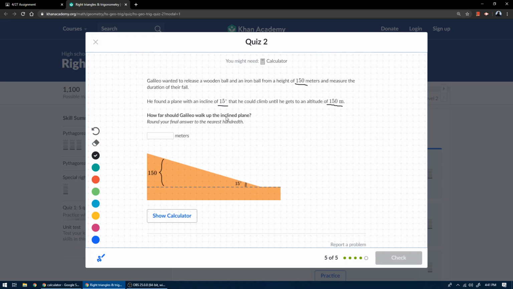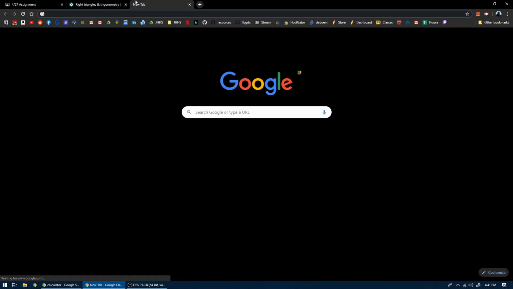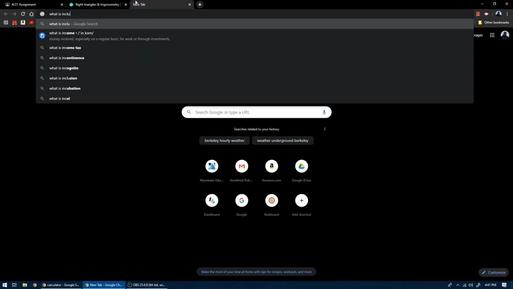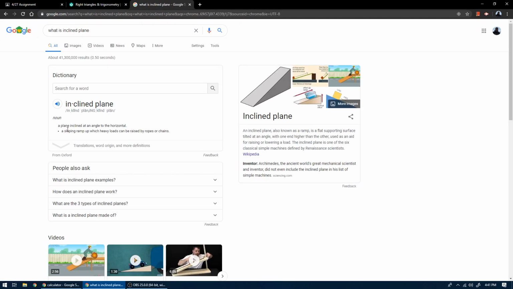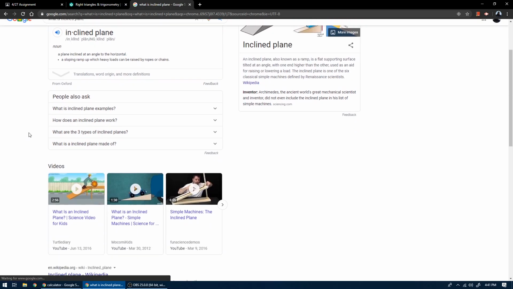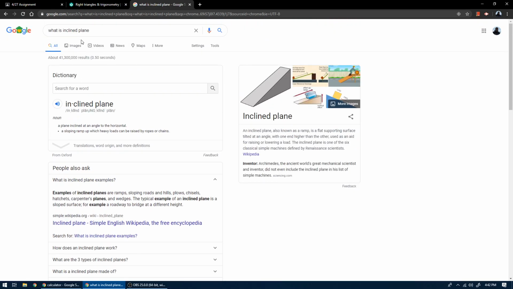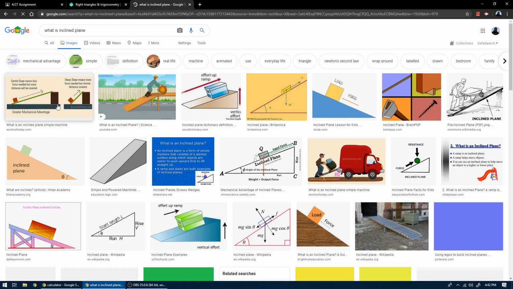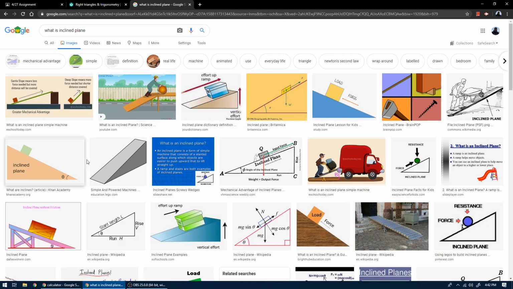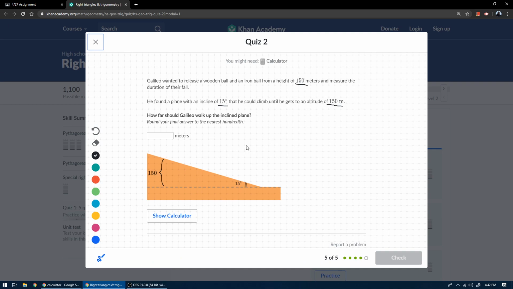So here's a question. What does inclined plane mean? Do we know what this is? If you don't, here's an easy way to find out. An inclined plane is a plane inclined at an angle. What's inclined mean? So we just look at images. An inclined plane is like a wedge. It's a triangle, right? So if you're confused by what inclined plane means, it's just a triangle. You see it right here. It's not that big of a deal.